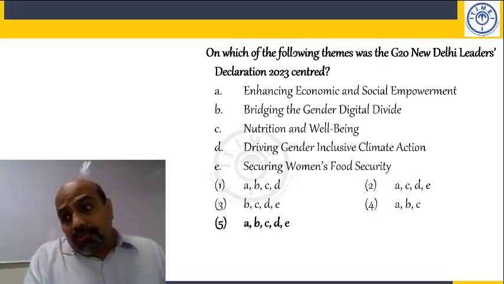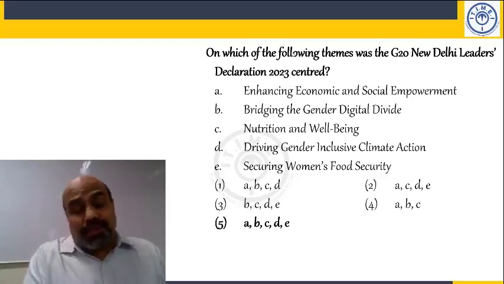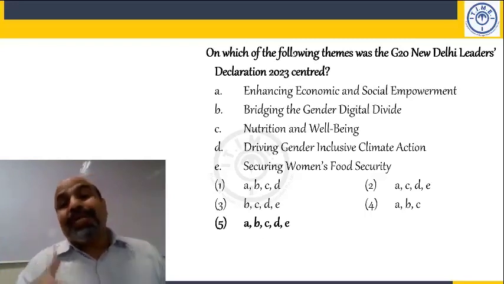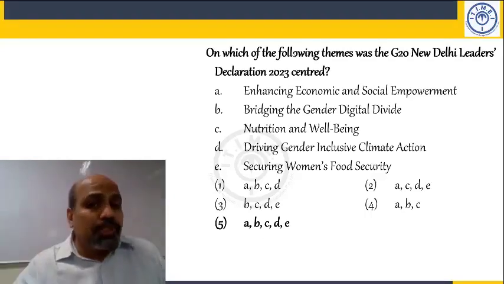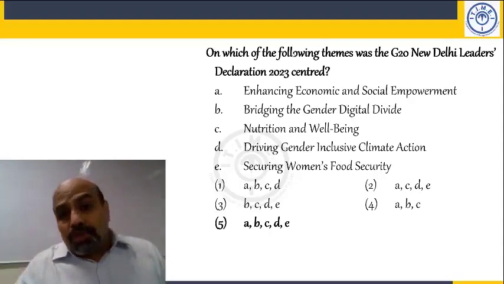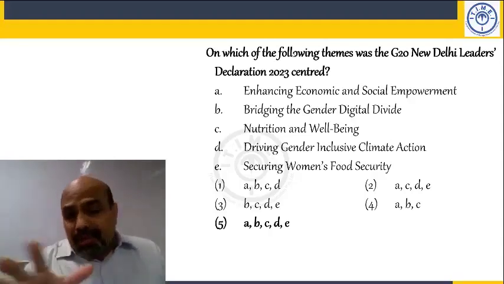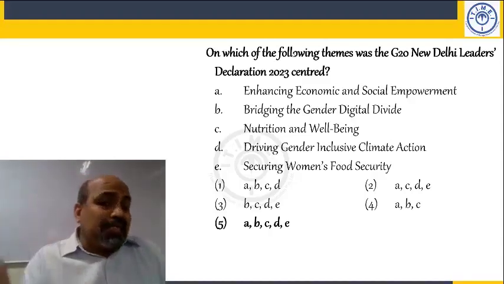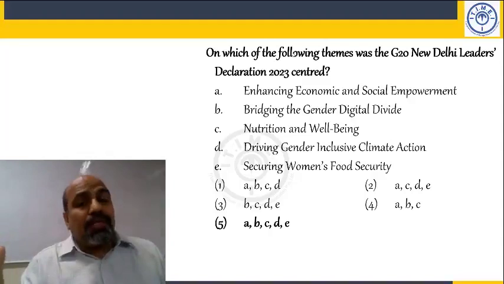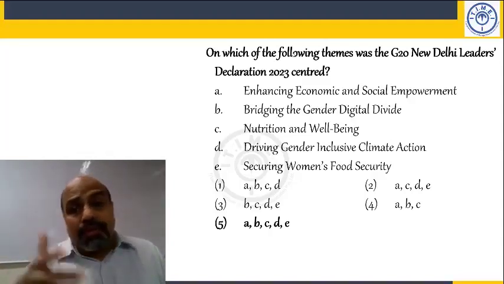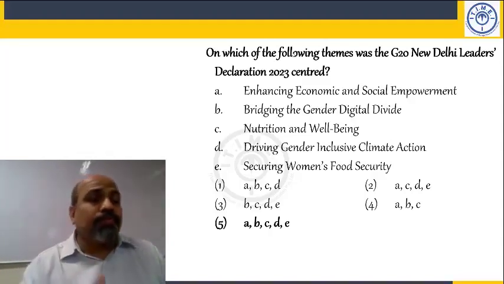Coming to the gender digital divide, there is a widespread digital divide, especially given that males have greater access to digital resources than women. Then coming to the other things here, everything's mentioned. I'm not really going to focus on that. Instead, I'll take you to a lot of other things that are important from the exam point of view, from our entire selection point of view.